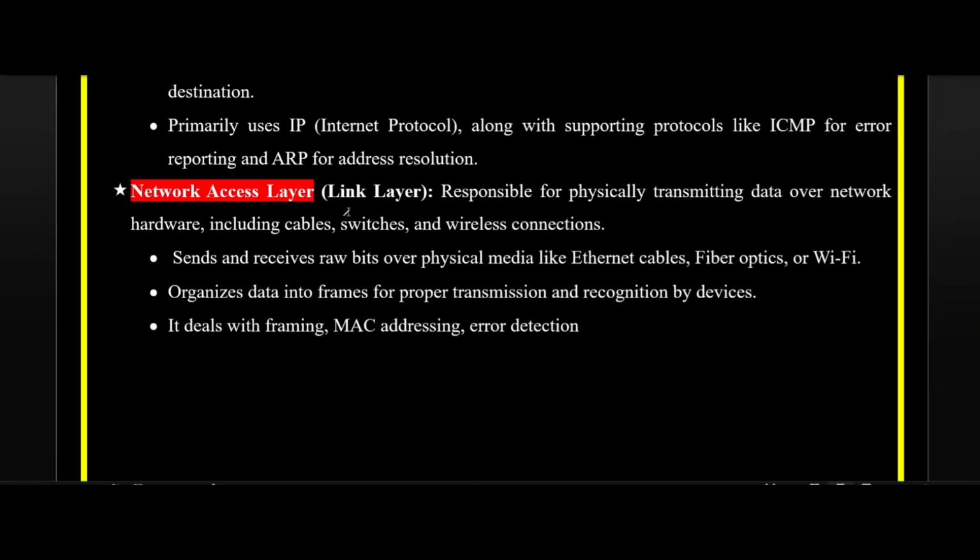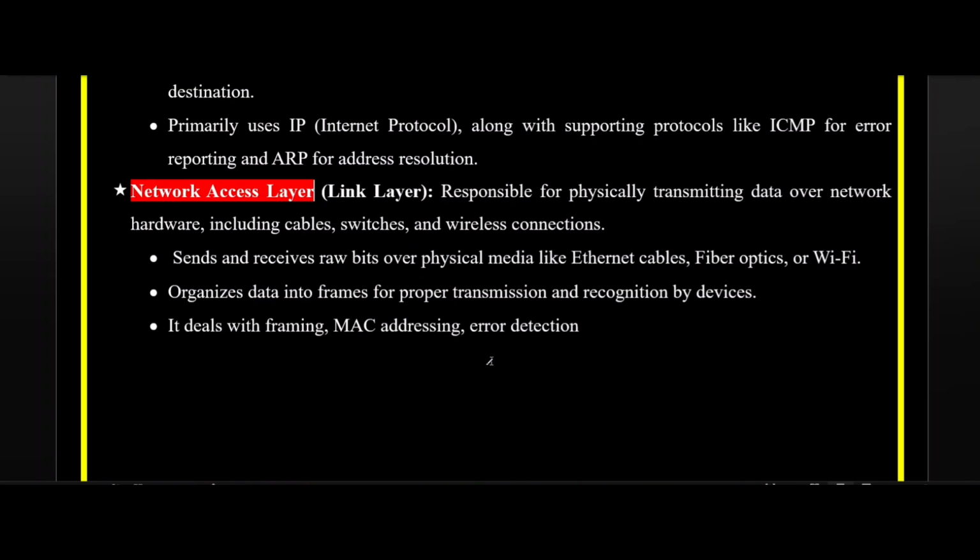Network access layer, or link layer. It is responsible for physically transmitting data over network hardware, including cables, switches, and wireless connections. It sends and receives raw data bits over physical media like Ethernet cables, fiber optics, or Wi-Fi. It organizes data into frames for proper transmission and recognition by devices. It deals with framing, MAC addressing, error detection, such functionalities.